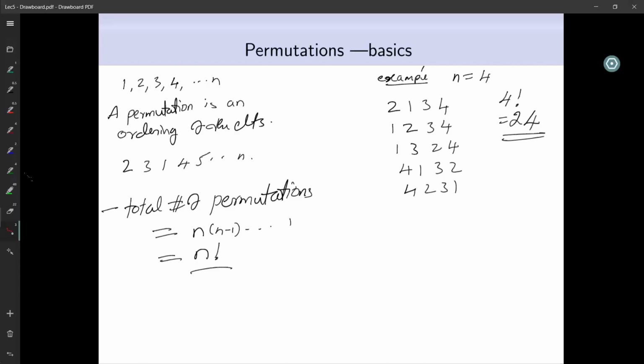So just to recollect, when I say a permutation, it is just an ordering of the elements. For simplicity, I'll just label the elements as 1 to n. The actual elements could be different. Since they are distinct, I can just label them arbitrarily. I mean, one need not be the smallest value and so on. Some ordering.